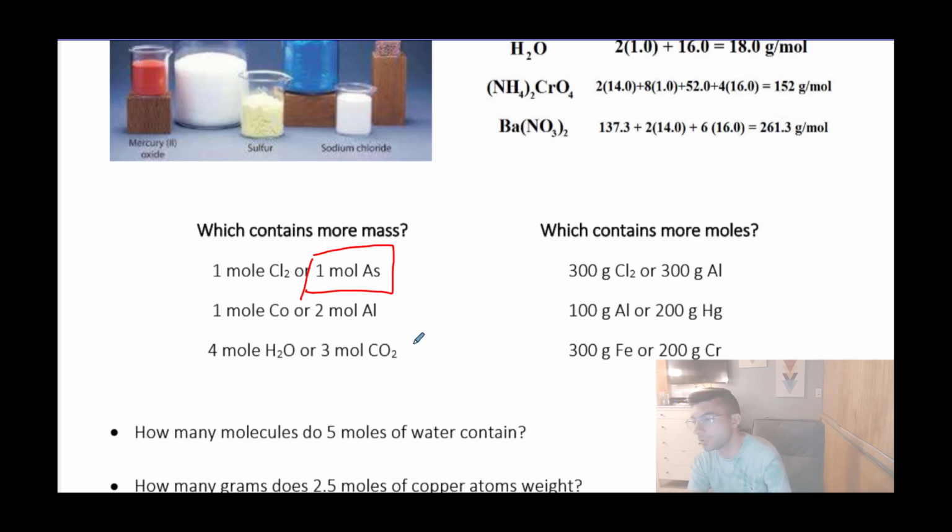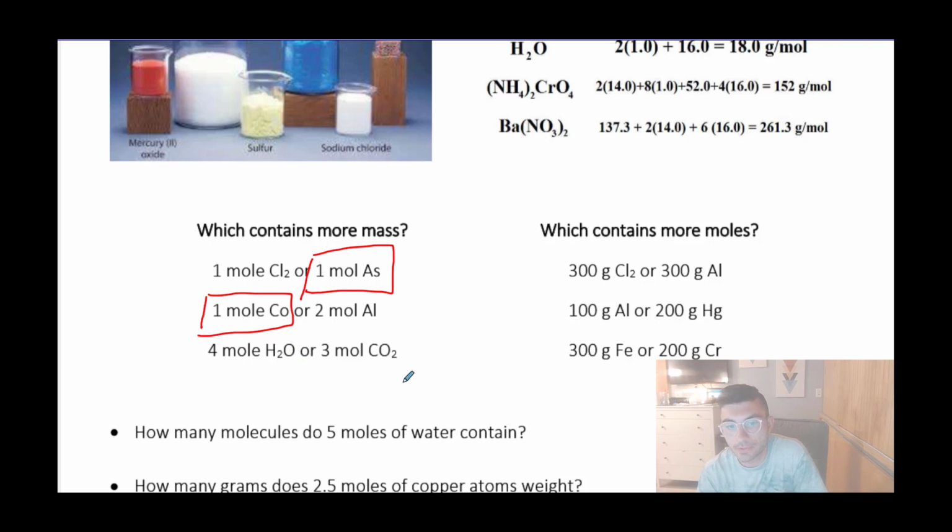If I compare a mole of cobalt versus 2 moles of aluminum, cobalt has a molar mass of about 59 grams per mole, and aluminum has a molar mass of about 27 grams per mole. But we have 2 moles of aluminum, 27 times 2 is going to get you 54. This still has more mass, 54 compared to 59 grams. So what's interesting here is just because I have more particles of something doesn't necessarily mean I have more mass, because we have to take into account the mass of each individual particle.